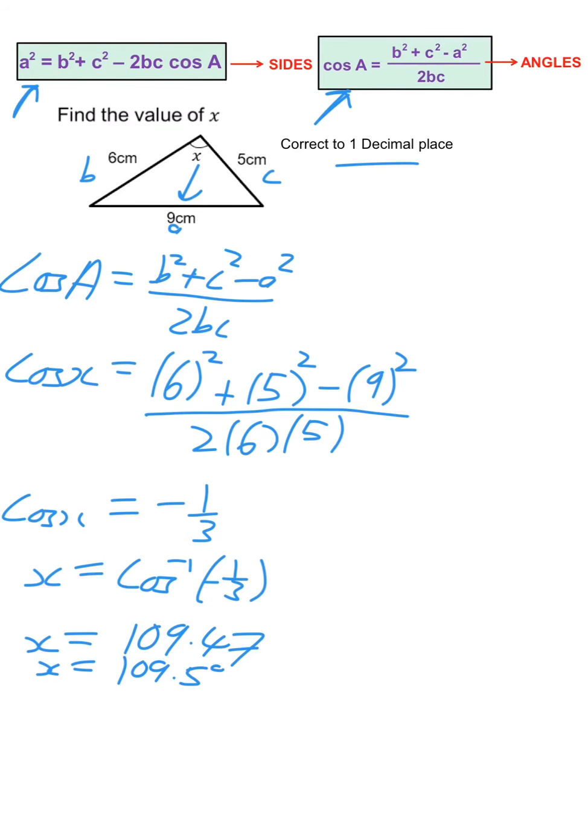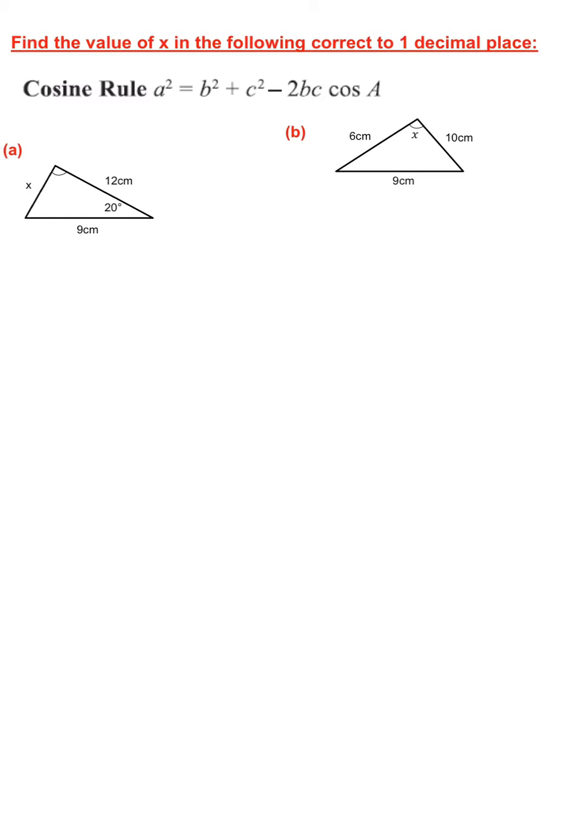So now let's try these two yourself. You can see on the left, you're finding the side x, and on the right, you're finding the angle x. Neither are drawn correctly, because you can see that they're completely out of proportion. If you want to pause the video now and try both of these.